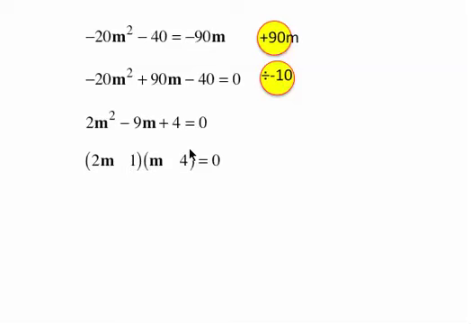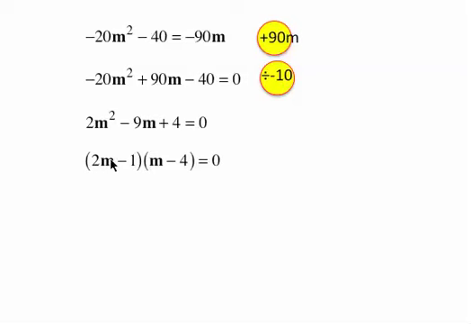I do the outers and the inners, so 2 times 4 is 8, 1 times 1 is 1, so 8 and 1 is 9. That works. Now notice this is negative 9, so I have to make these negatives. So 2m times negative 4 is negative 8m. Negative 1 times m is negative 1m, so that all together adds up to negative 9m. So we know this totally works.